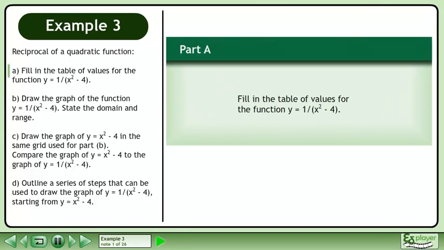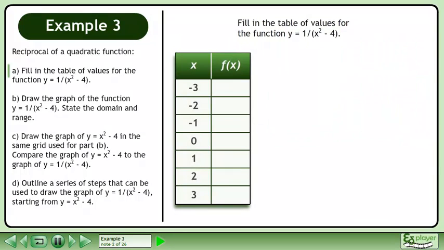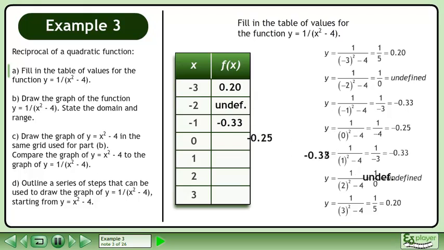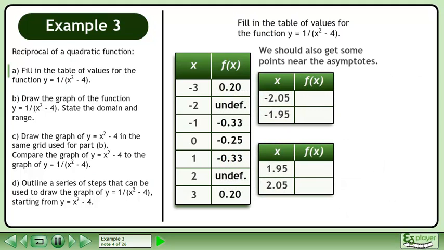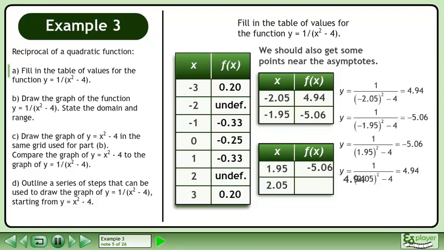In this example, we'll graph the reciprocal of a quadratic function. In part A, fill in the table of values for the function y equals 1 over x squared minus 4. Bring up the table of values. Complete the table by evaluating the function at each x value. We should also get some points near the asymptotes. Evaluate the function at each x value.